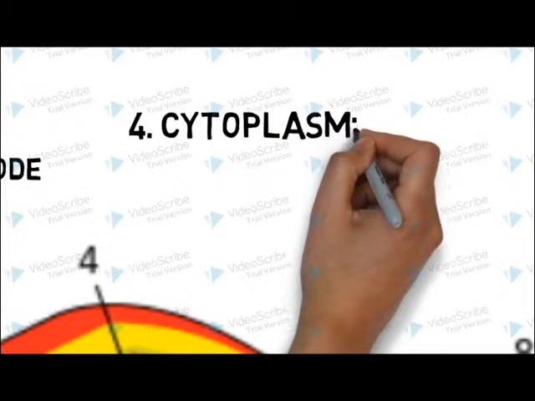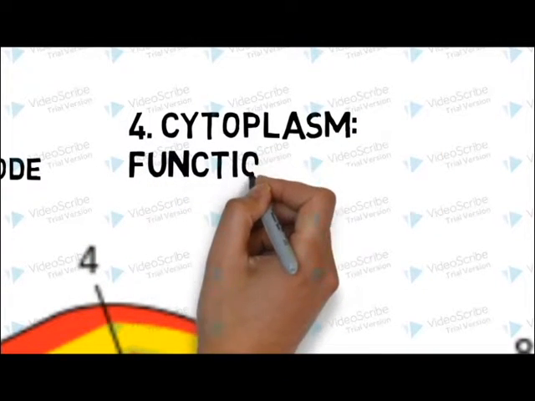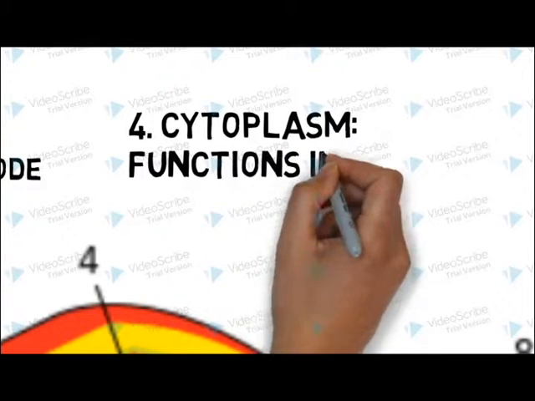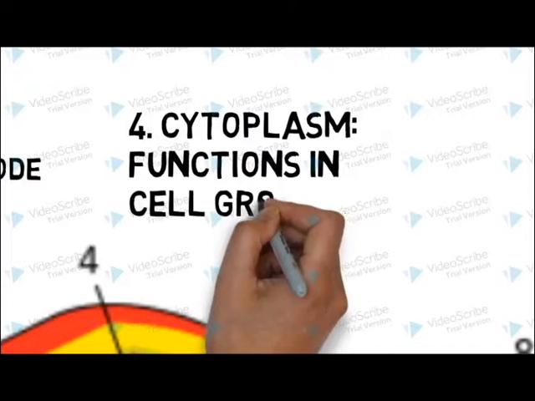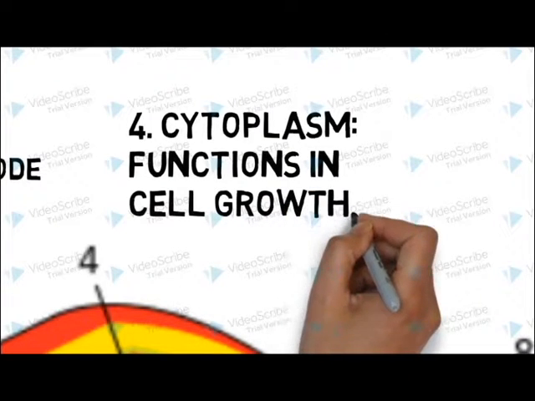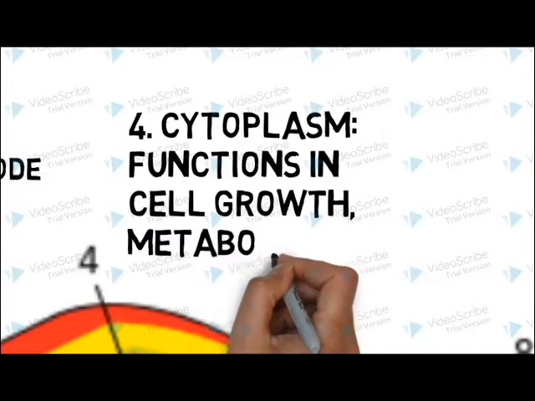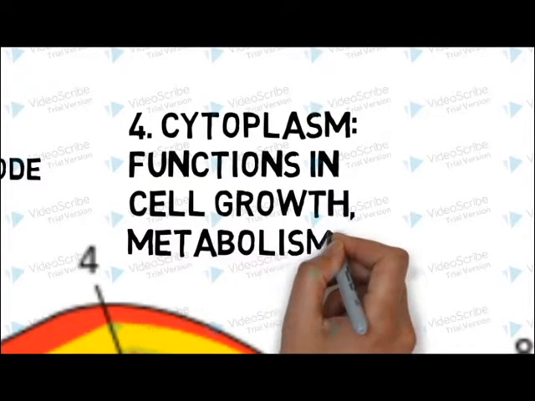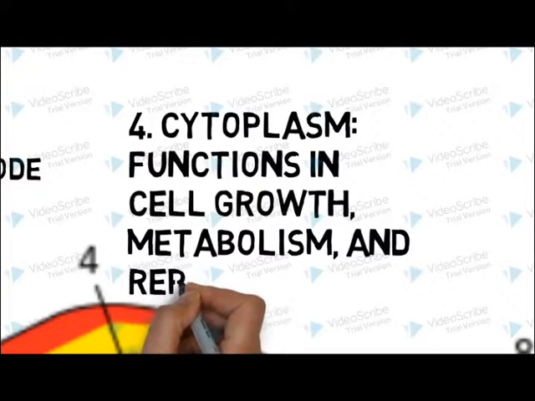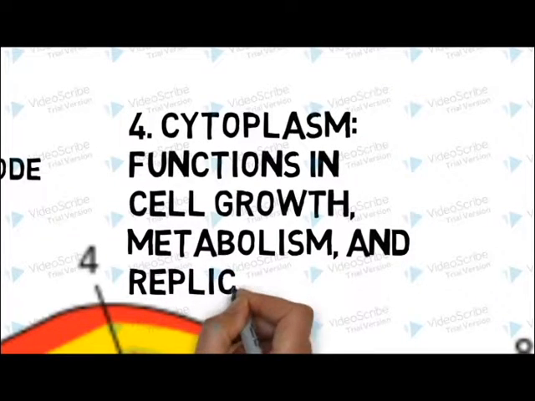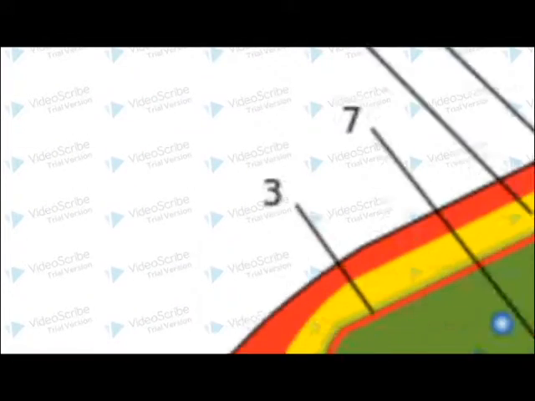The cytoplasm of a bacteria cell functions in cell growth, metabolism, and replication. The cytoplasm here is a gel-like matrix composed of water, enzymes, nutrients, wastes, and gases, and contains cell structures such as ribosomes, DNA, and plasmids. The strand of DNA here is localized by a nucleoid, while everything else in the cytoplasm is spread out.